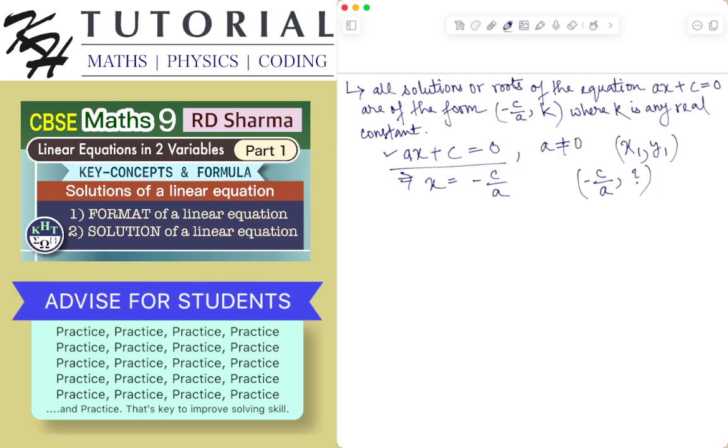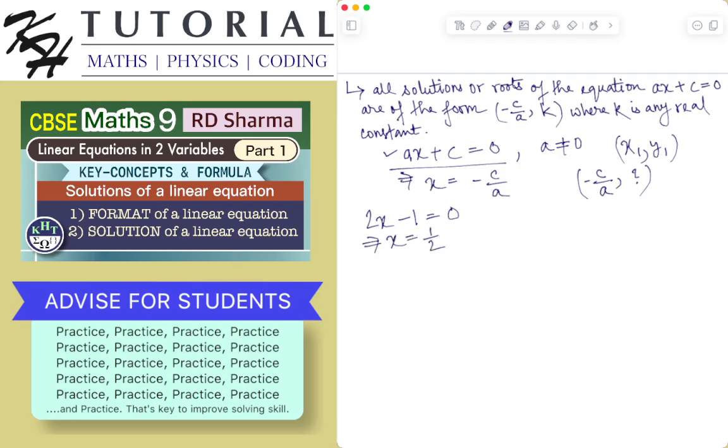So let's take some specific example. If I am given the equation as 2x minus 1 is equal to 0, so there is no y. What will be the roots of this equation, considering it as a linear equation in two variables x and y? Now this is actually a linear equation in one variable x, whose solution is half.